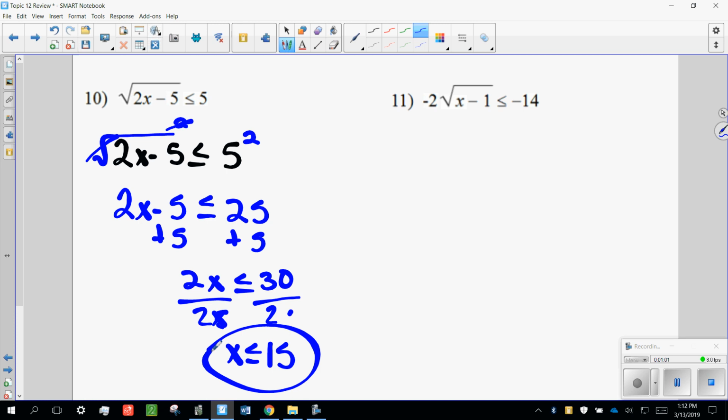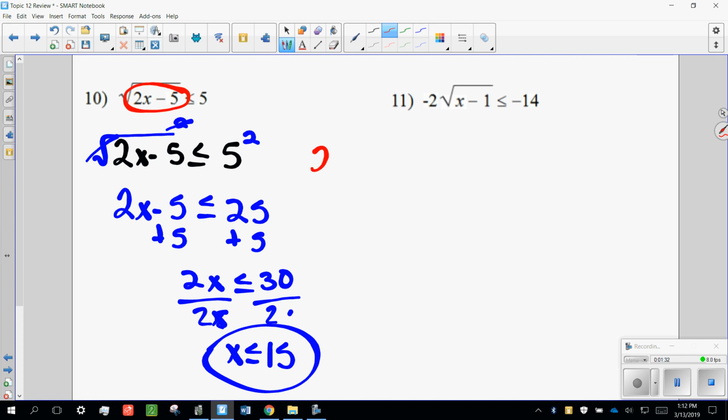Now, are there any other requirements? It's the part underneath the square root. This part underneath the square root can't be negative, or else we're going to take the square root of a negative and get an imaginary number. So if we want our answers to be real, we have to set 2x minus 5 greater than or equal to 0. This means the part underneath the square root can't be negative.